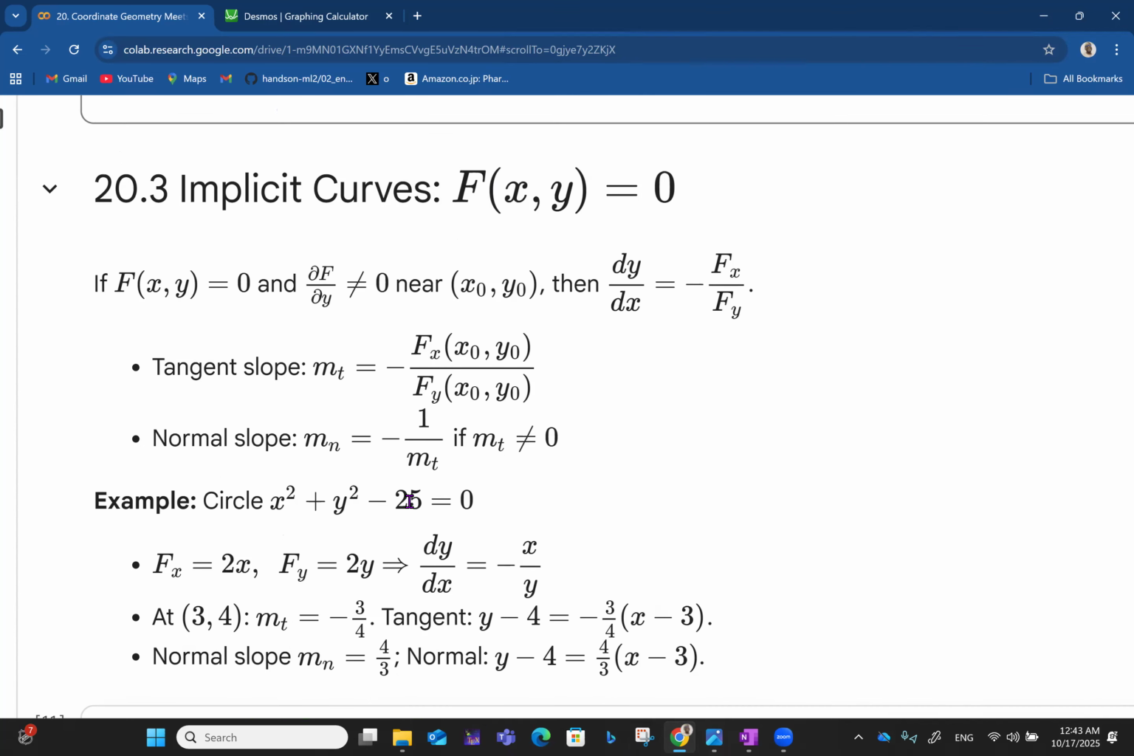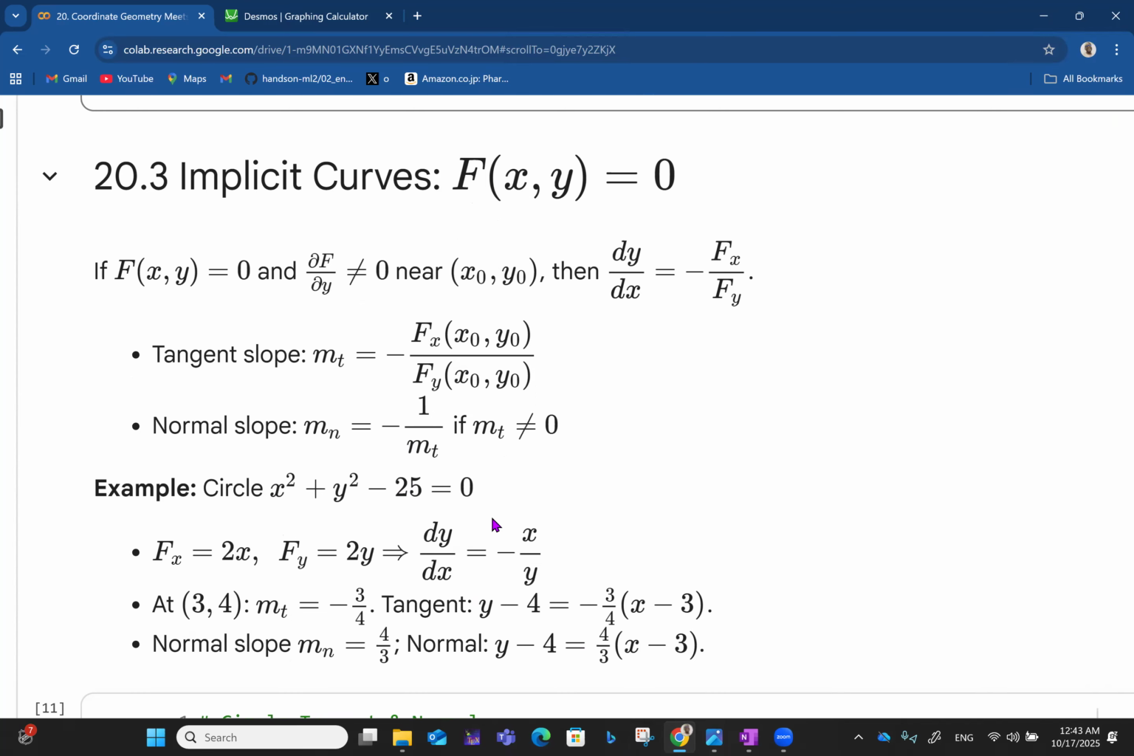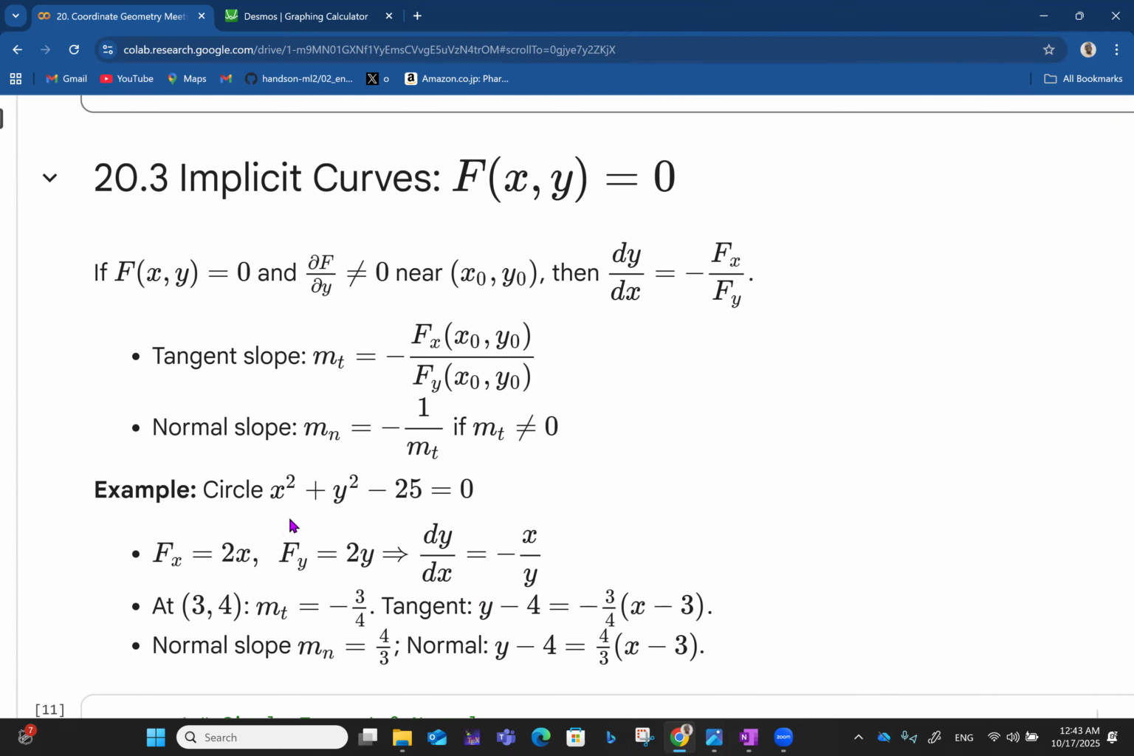Imagine a circle, for instance: x squared plus y squared minus 25 equals 0. This is a nice example of an implicit curve, with the whole thing equal to 0. Differentiate with respect to x; that's f sub x. You get 2x. Y squared is seen as a constant because x is in focus, and 25 is also constant, so it goes to 0. So f sub x is 2x, and f sub y is 2y. That means dy dx, as we know already, is minus f sub x over f sub y. That's minus x over y, because this is 2x over 2y. So dy dx is minus x over y.